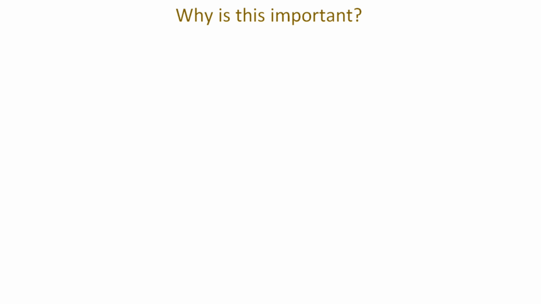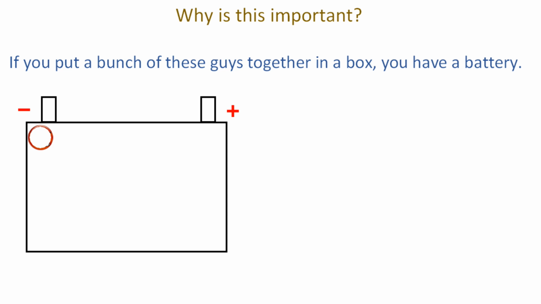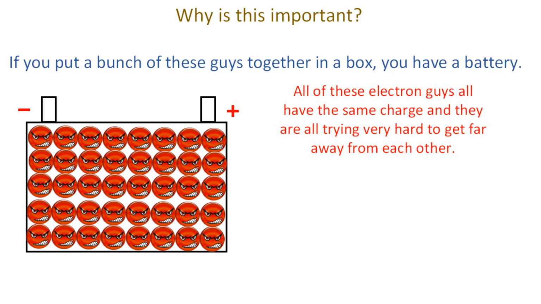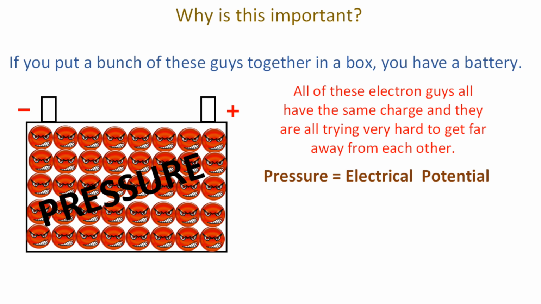So we'll demonstrate. If you put a bunch of these guys together in a box, you're going to have a battery. So we just load them up in there. Really, really full. All of these electron guys all have the same charge, and they're all trying very, very hard to get as far away from each other as possible. That creates pressure. So pressure can also be thought of as voltage.